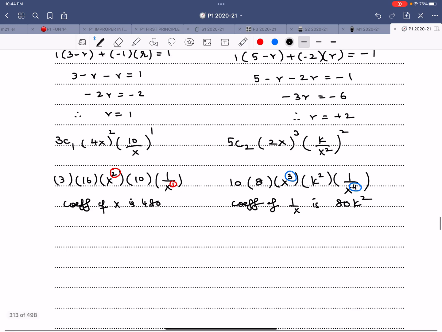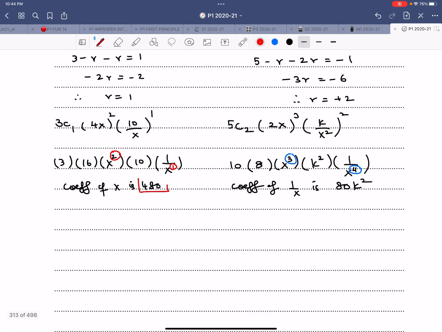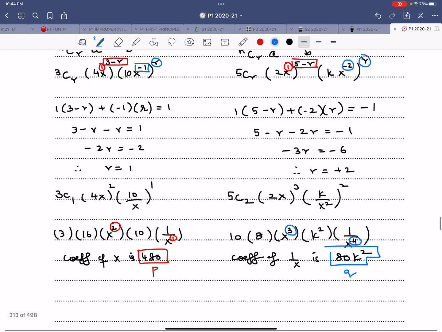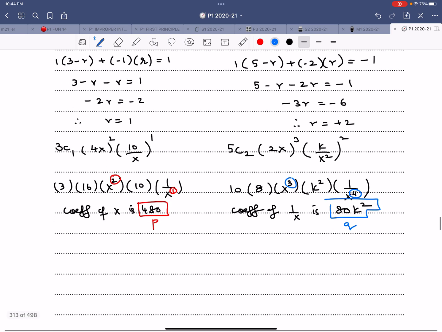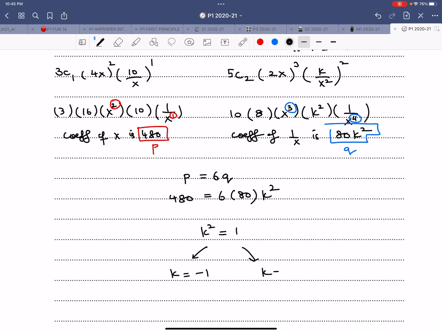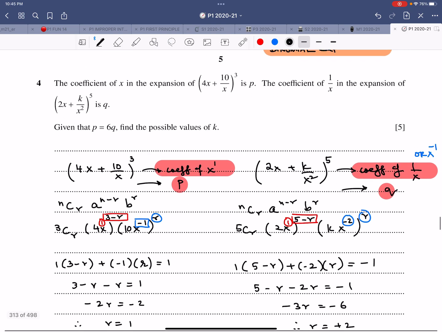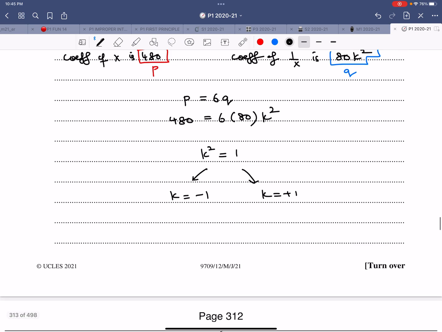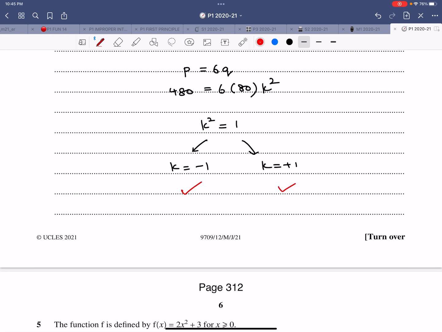Now this thing is denoted by P. This thing is denoted by Q. What does it say? P equals 6Q. So 480 is equal to 6 times 80 times k square. So therefore k square comes out to be 1. Therefore k could be -1, k could be +1. What does it say in the question? Find the possible values of k. This is accepted, this is accepted. So therefore both are correct.